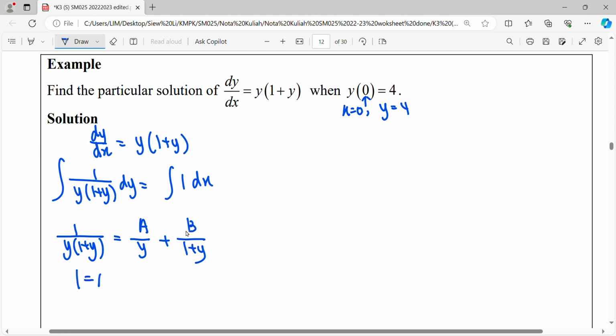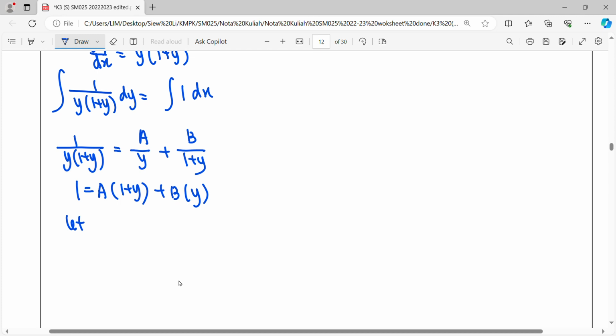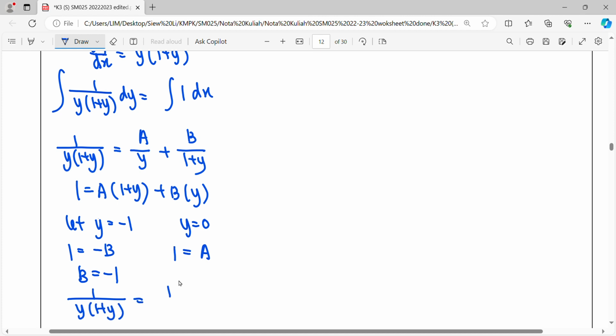Then we build out the equation. So A will be multiplied with the factor it doesn't have, which is 1 plus y. B also is multiplied with the factor it doesn't have, which is y. Then we have to find out what A and B are. The variable here is y, so let y equal -1 and let y equal 0, and substitute. We get B equals -1, so A equals 1. Therefore, our fraction can now be expressed in partial fractions, where A is 1 and B is -1.